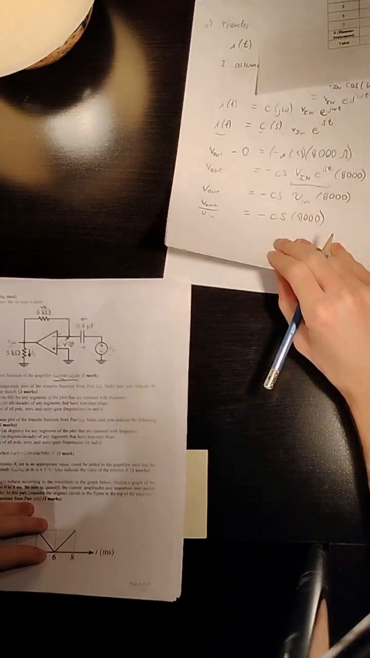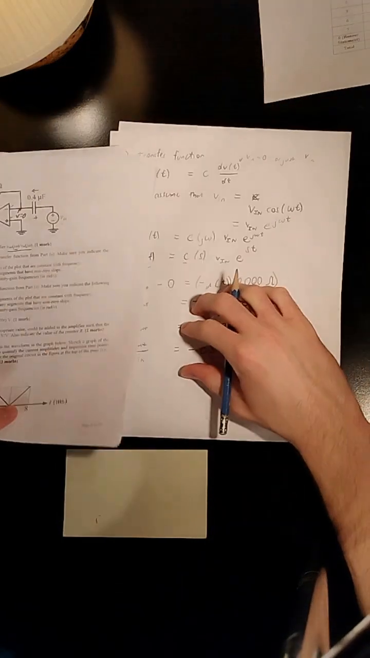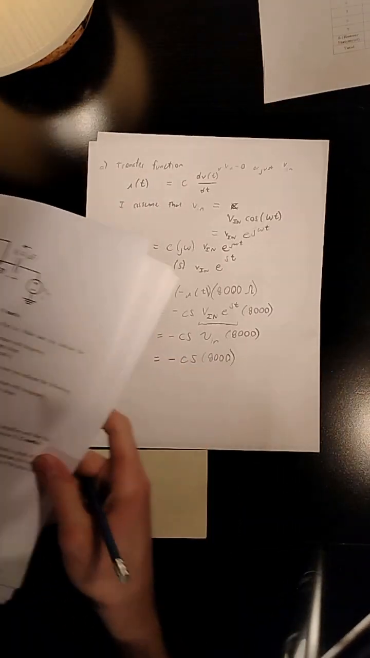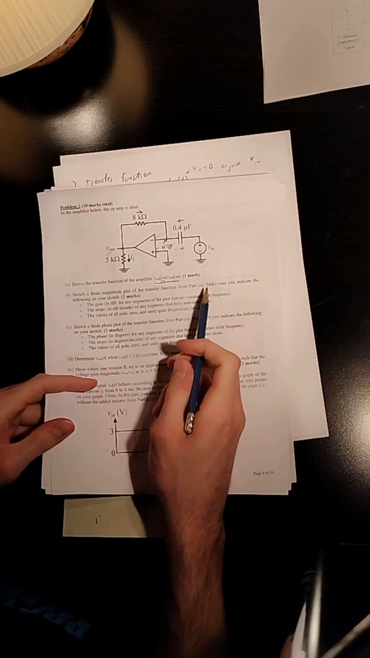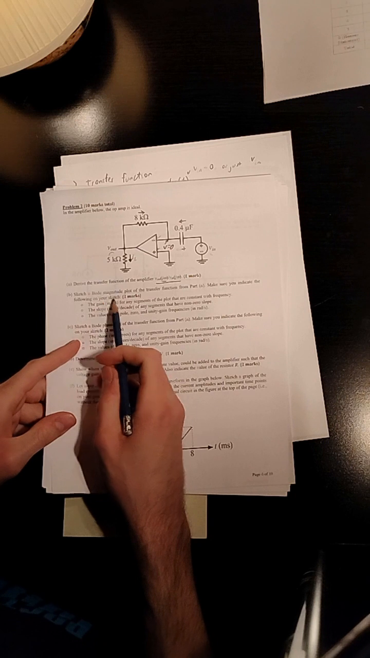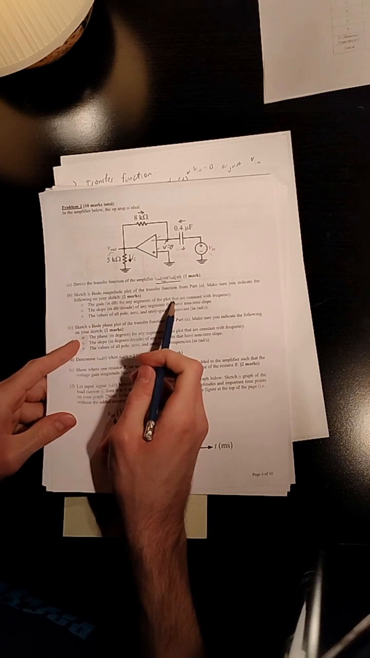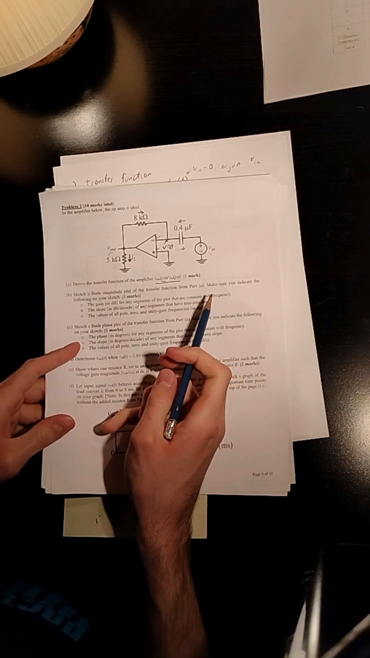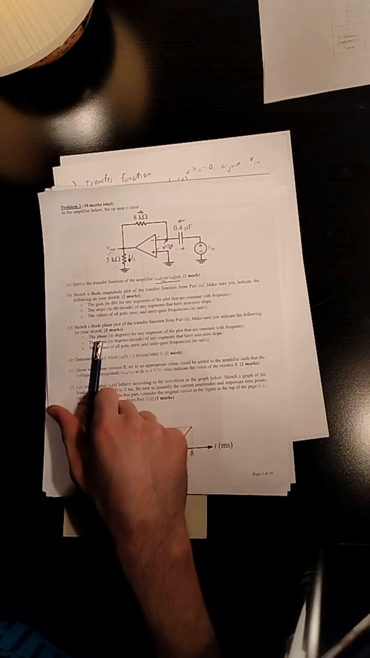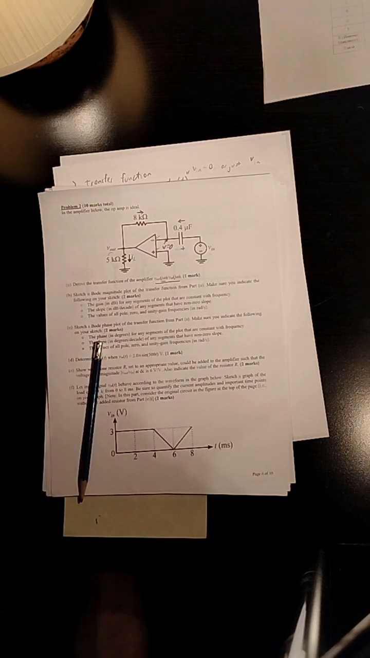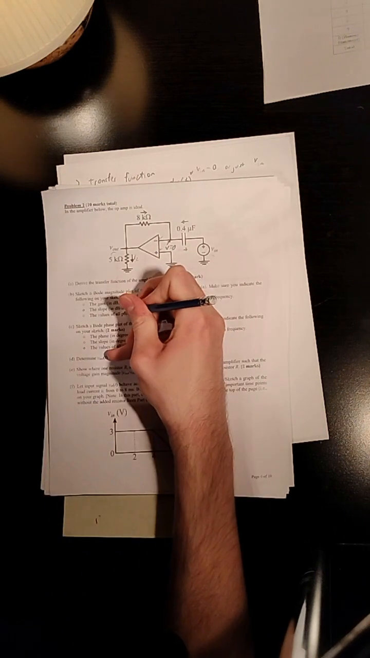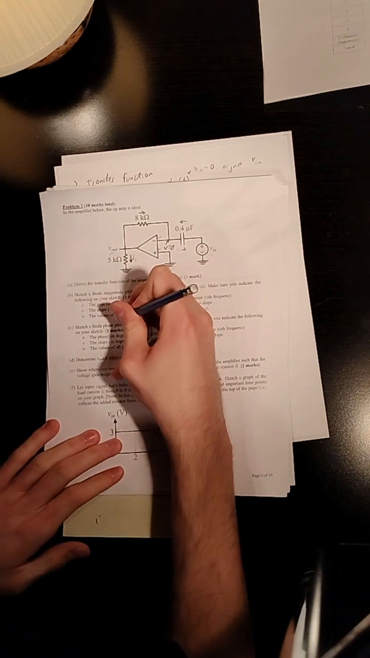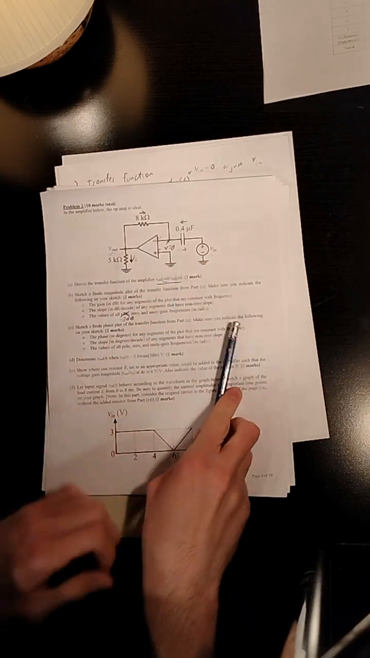Sketch a Bode magnitude plot. We didn't do a lot of those. Sketch a Bode magnitude plot of the transfer function from part A. Make sure you indicate the following on your sketch. The gain for any segments of the plot that are constant with frequency. The slope in decibels per decade of any segments that have non-zero slope. The values of all pole, zero, and unity gain frequencies. And again, we didn't really do pole frequencies. I'm going to change this to negative 3 dB frequencies because we did a lot more of those.